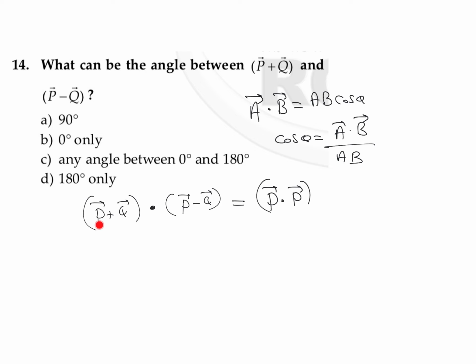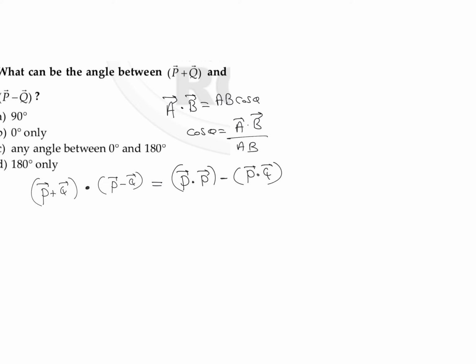First we take the dot product of P vector dot P vector. Then P vector dot minus of Q vector can be written as minus of P vector dot Q vector. Now we go for Q vector dot P vector, which we take as plus P vector dot Q vector, since Q dot P and P dot Q are the same. Then Q vector dot minus Q vector is minus of Q vector dot Q vector.